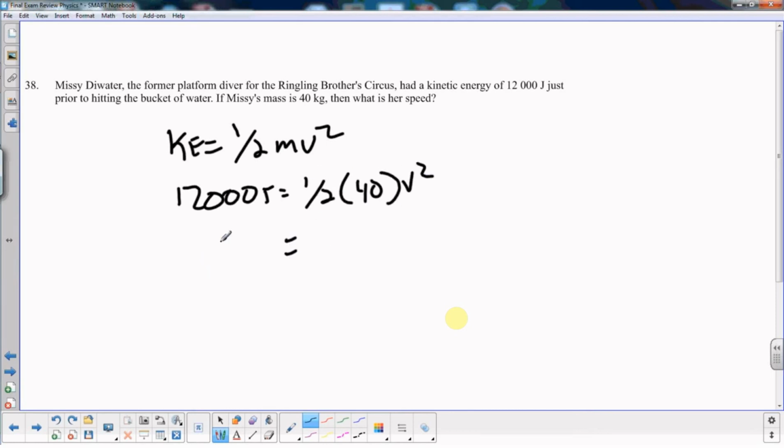24,000 equals 40 V squared. 24,000 divided by 40. Take the square root of that. 24.5 meters per second. She hits the water at about 50 miles an hour.